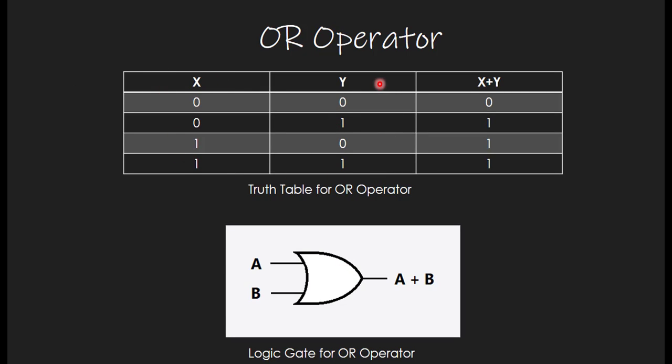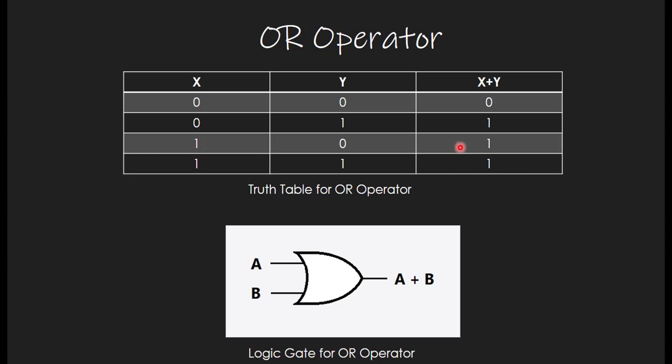In a truth table, we write all the possible input combinations. So what are the possible input combinations? x can have the value 0, and when x is 0, y can have either 0 or 1. And when x has the value 1, then y can have either 0 or 1. So these are all the possible input combinations, and this is the output corresponding to each input combination. Such a table is known as a truth table, where all the input combinations along with the output are written in the form of a table.